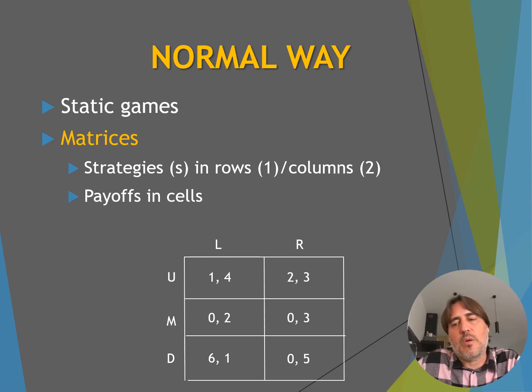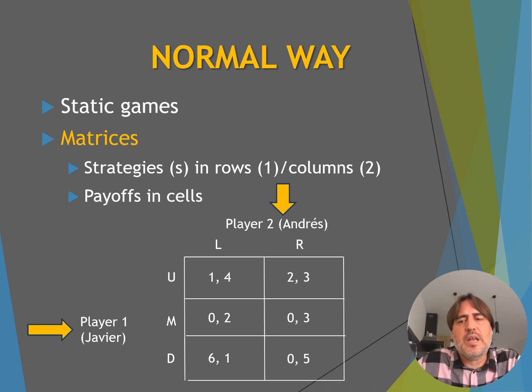Let's look at the following example to better understand this way of representing or graphing a static game. Suppose we have two players, Javier, in the rows and Andres in columns. Javier has three possible strategies or choices to make: U, M, or D, up, middle, or down, while Andres has only two strategies, L or R, left or right.